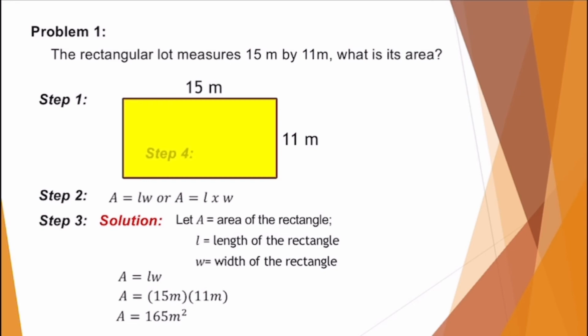And for our step 4, therefore, the area of the rectangular lot is 165 square meters. Next problem.